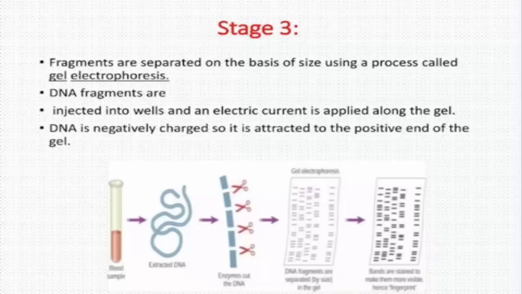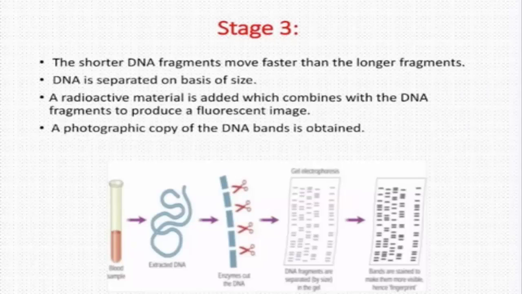Stage 3. Fragments are separated on the basis of size using a process called gel electrophoresis. DNA fragments are injected into wells and an electric current is applied along the gel. DNA is negatively charged, so it's attracted to the positive end of the gel. The shorter DNA fragments move faster than the longer fragments. DNA is separated on the basis of size.